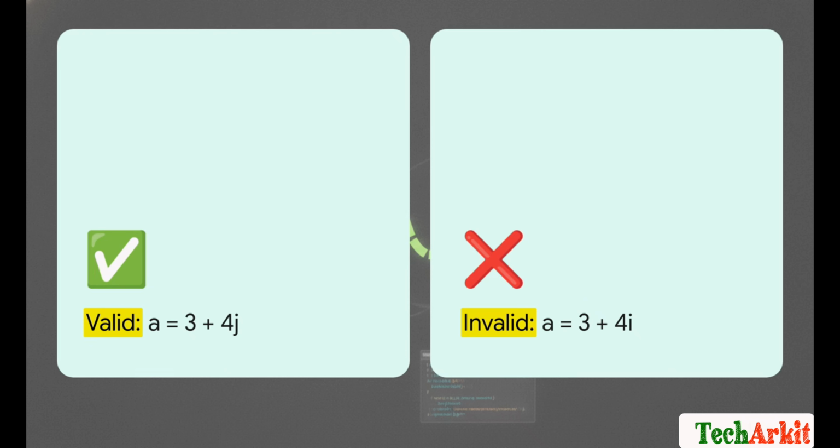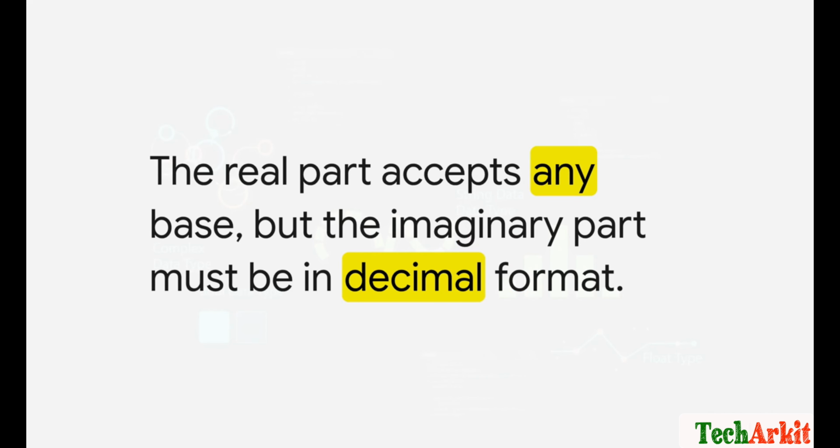But in the Python complex data type, you absolutely must use the letter j. Writing a equals 3 plus 4j is perfectly valid. But if you try a equals 3 plus 4i out of habit, Python will immediately throw a syntax error. No way around it.